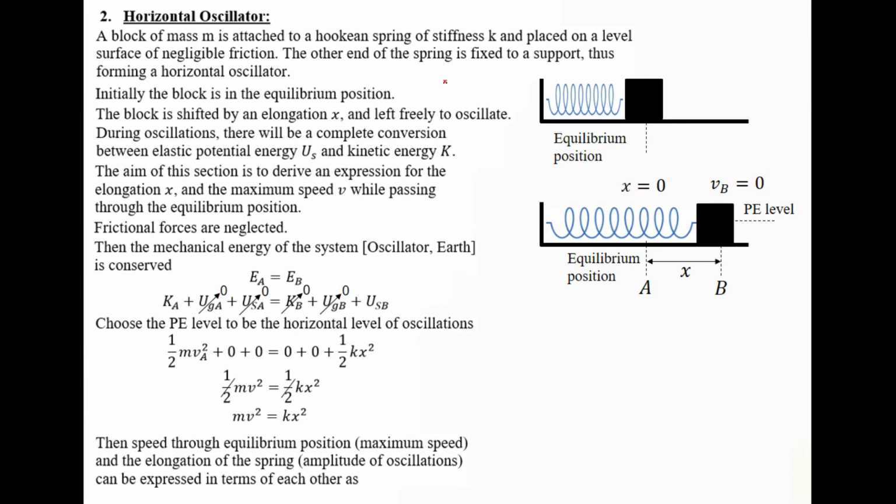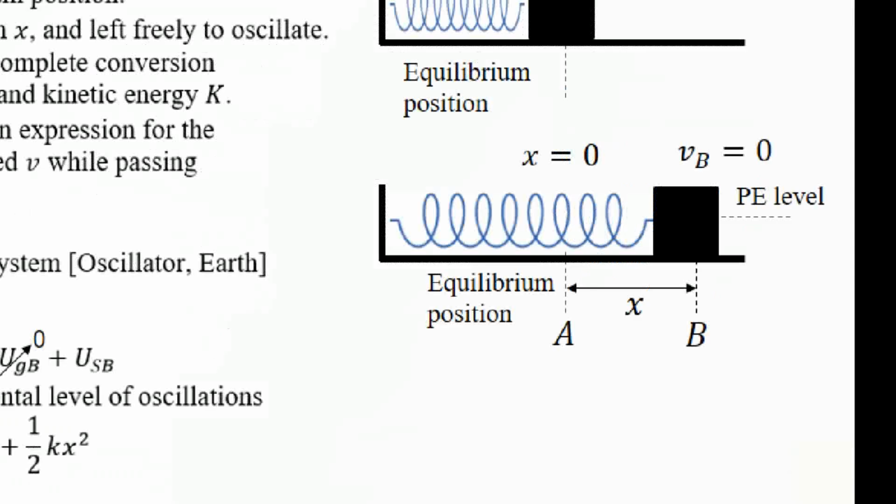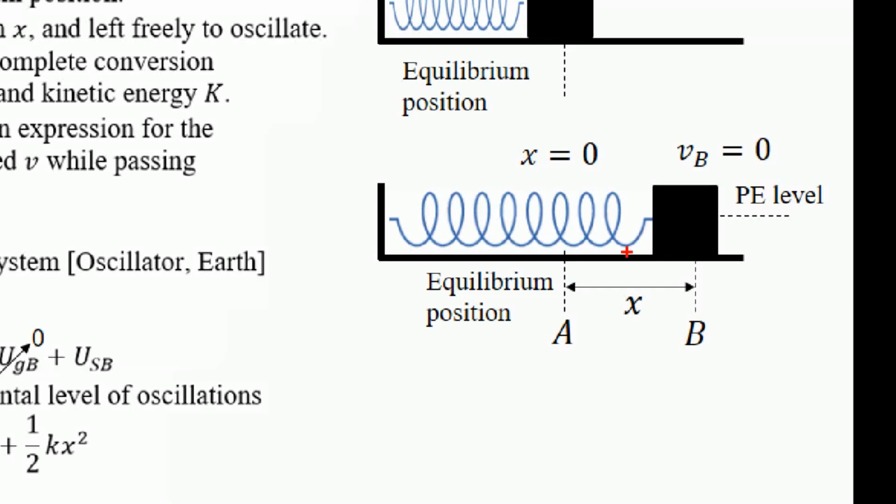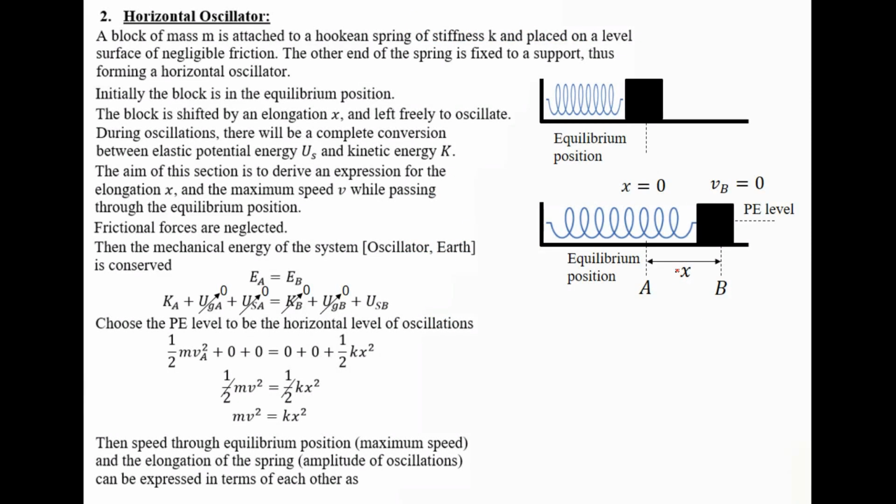Now we're left with mv² = kx². The speed through the equilibrium position, which is the maximum speed, and the elongation of the spring, and we say the amplitude of oscillations. Whenever we say elongation, we just mean any position while the spring is stretched. But whenever we say the amplitude of oscillations, that means the maximum elongation.